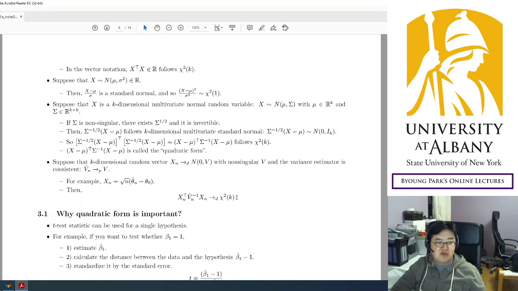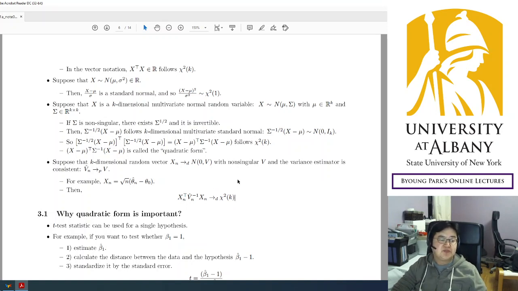So if you plug this in, this is why this is important. This is the estimation error. Then the estimation error follows a normal distribution, and you need to know the asymptotic variance. Then you may convert that to a quadratic form, and then that follows a chi-square distribution. So we are going to use this theory a lot, and why do we need it?